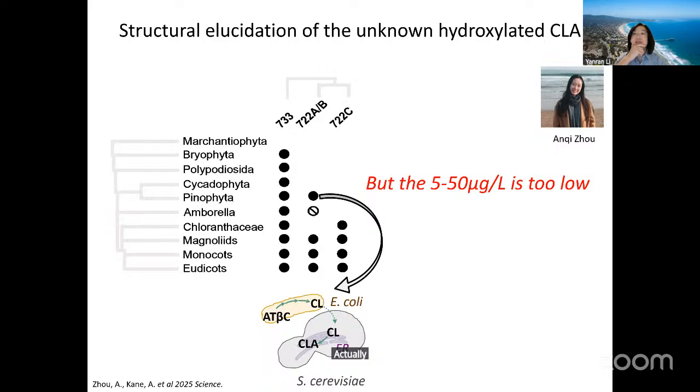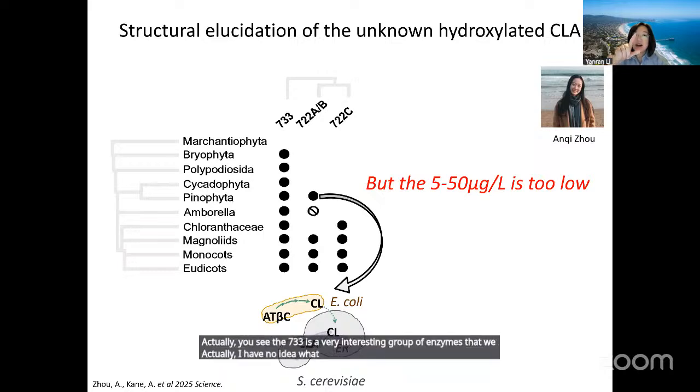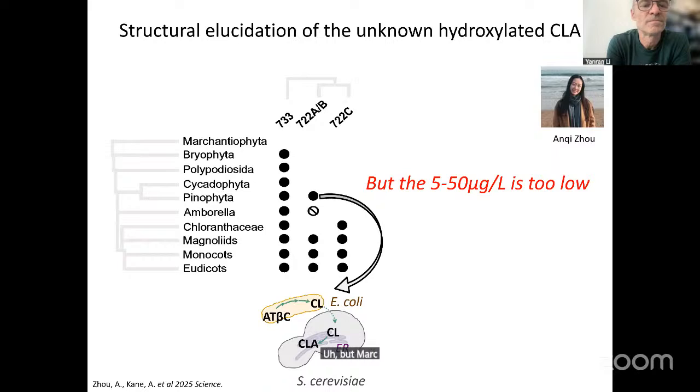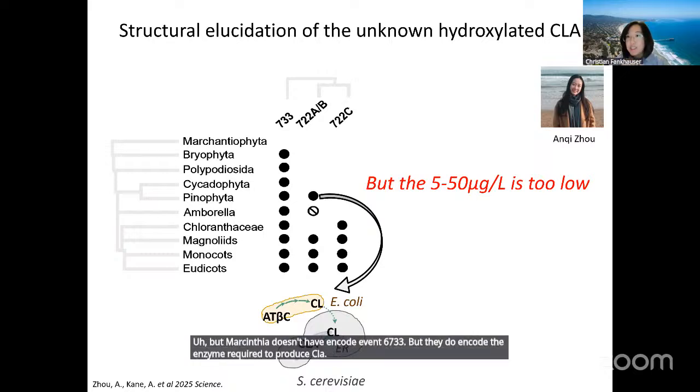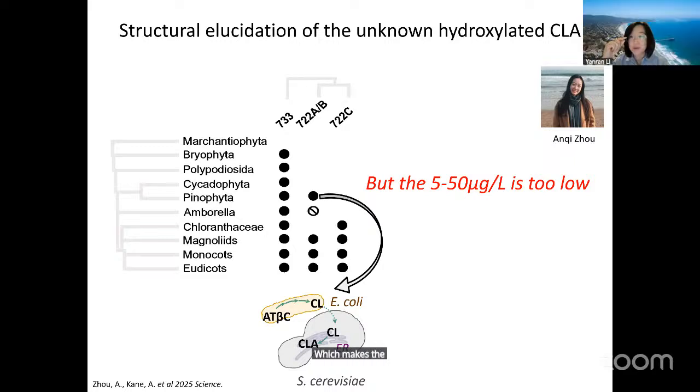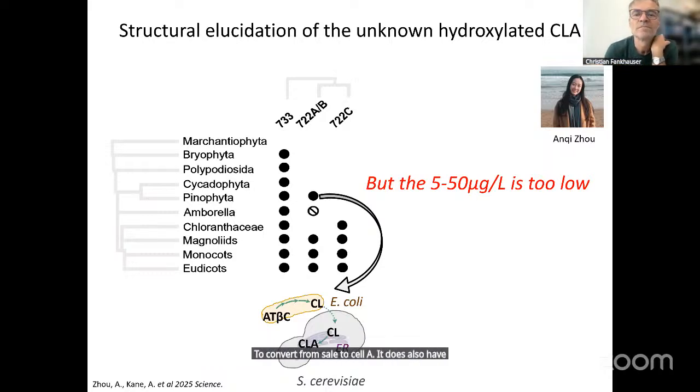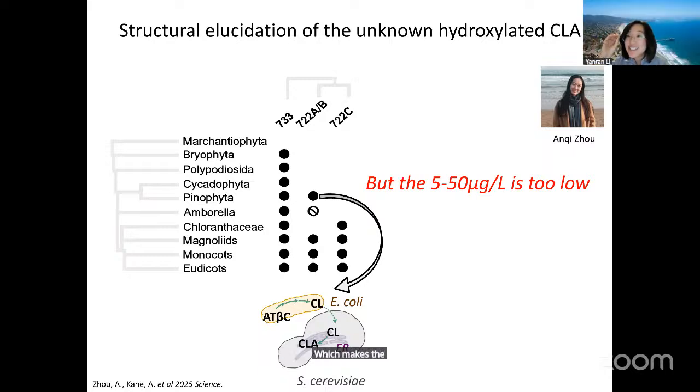Actually, you see, CYP733 is a very interesting group of enzymes that we actually have no idea what their function is. But Marchantia doesn't even encode CYP733, but they do encode the enzymes required to produce CLA. Which means the first three enzymes to convert it to carlactone are conserved across all land plants. And I think it also has MAX1 to convert from CL to CLA. It does also have D14, which means the enzyme sensing strigolactone.